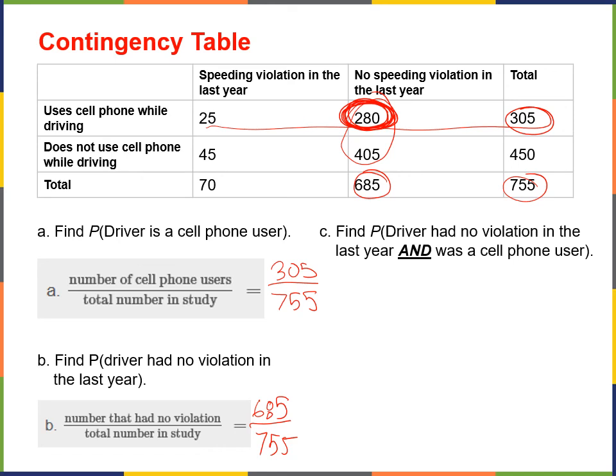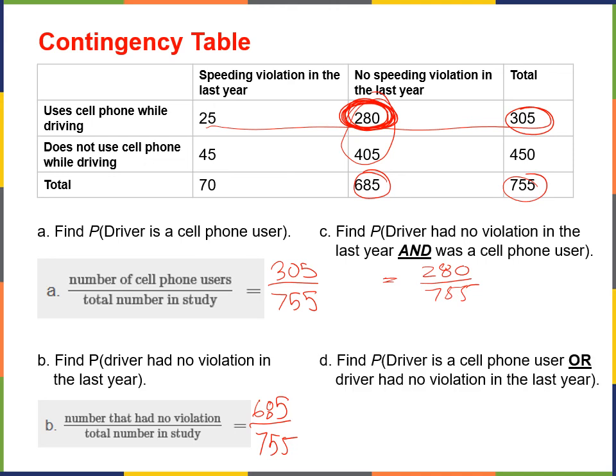So if I'm looking at the probability, there were 280 people who were both cell phone users and had no violation last year out of the 755 people total. I don't need to use a formula and calculate the multiplication rule, etc. It's pretty easy to count up the number I need when I have the table in front of me.